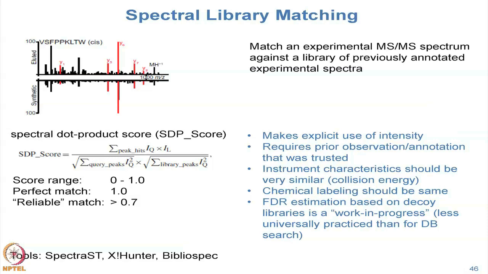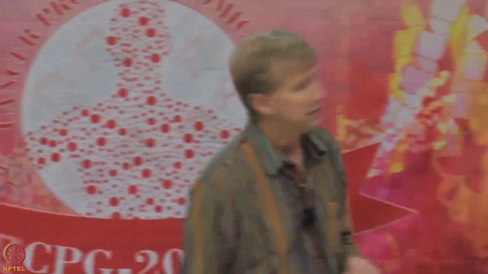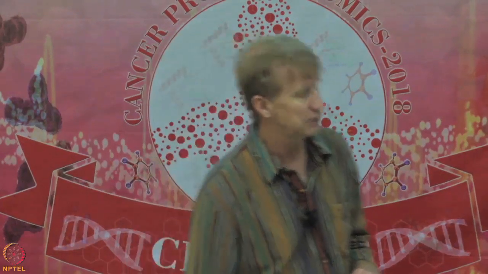Okay, all right. So the equation that gets used here is a dot product score. There are a few different variations on this. And I'm not going to go through the math, but the point is that you're really taking advantage of the intensities, and you're not allowing for all possible fragment ion types that could occur to a peptide. You're only allowing for the ones that actually occurred to generate the reference spectrum. Okay, some software programs that do this kind of spectral library search are listed right here.